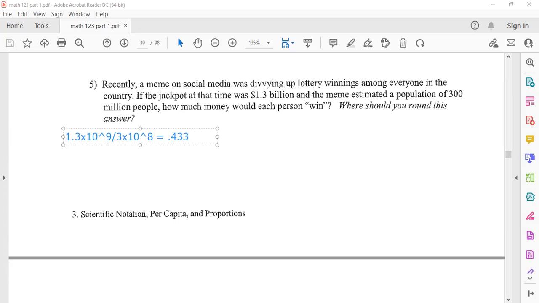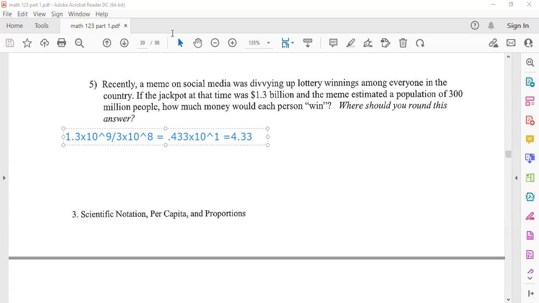3's forever and ever. And this would be times 10 to the, subtract those exponents. So 10 to the 1st, which would be $4.33. So 1.3 billion. And there are 300 million people. So think if I multiplied 300 million times 4, I would be at 1 billion at 200 million. So like 1.2 billion.